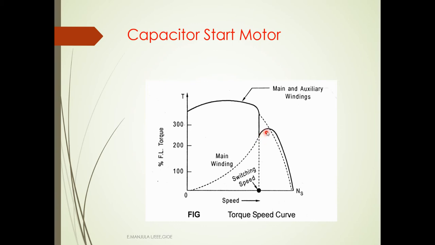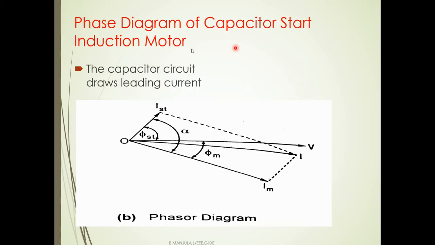And here we are using only the main winding. After 80 percent of speed is reached, the centrifugal switch will be off, and only the main winding curve will work. Okay. So this is the capacitor start induction motor diagram, which we have already discussed. IM, the main field winding current, is lagging by phi m, whereas Ist is leading by phi st. So the total displacement, the angle between Ist and Im, is alpha, which is almost 90 degrees.